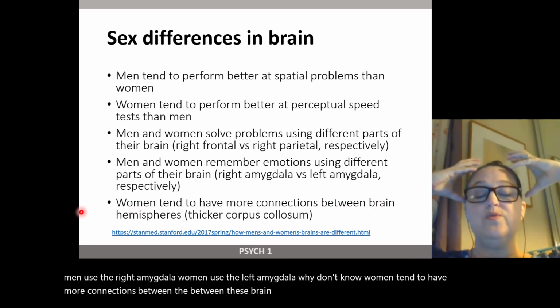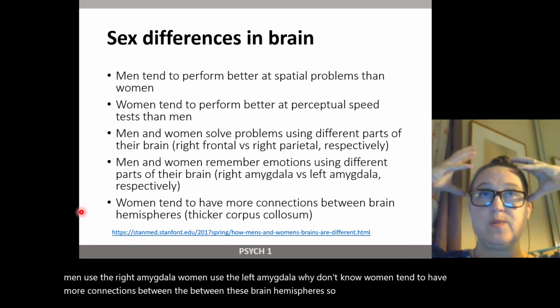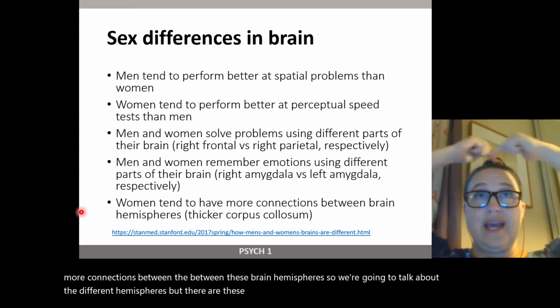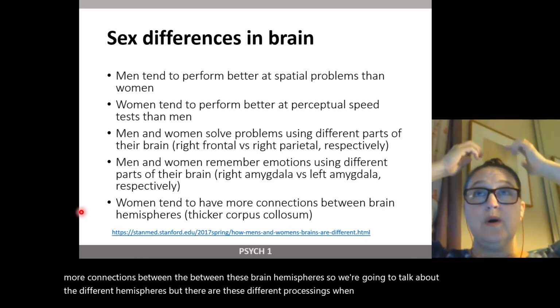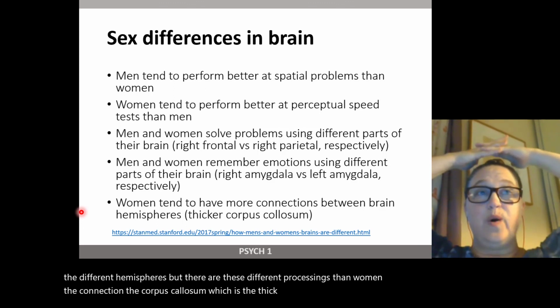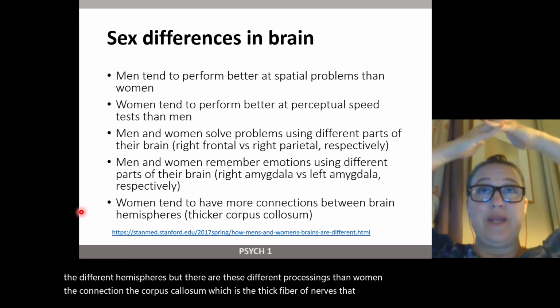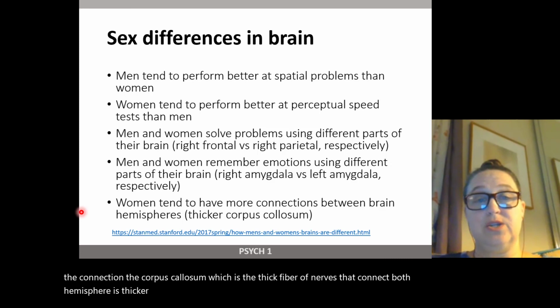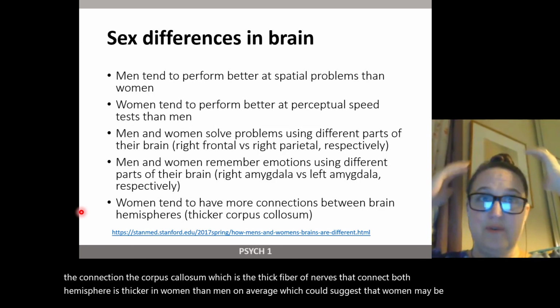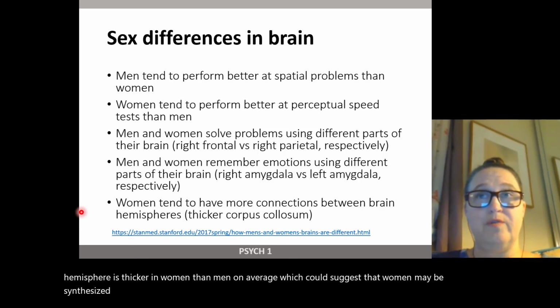We're going to talk about the different hemispheres, but there are these different processings. In women, the corpus callosum, which is the thick fiber of nerves that connect both hemispheres, is thicker than in men on average, which could suggest that women maybe synthesize information from different parts of the brain more effectively.